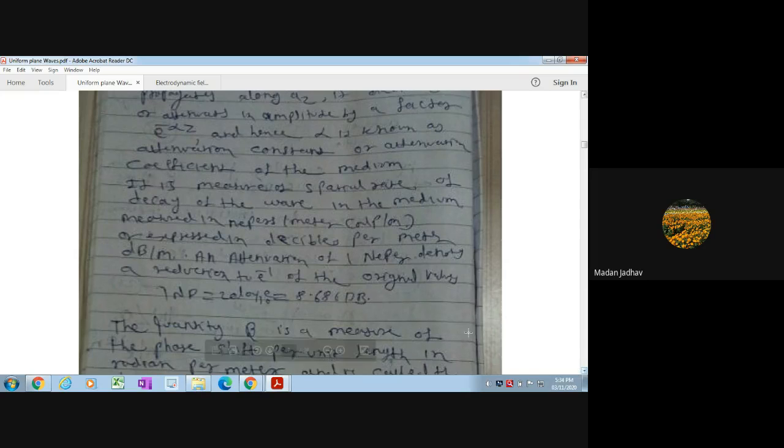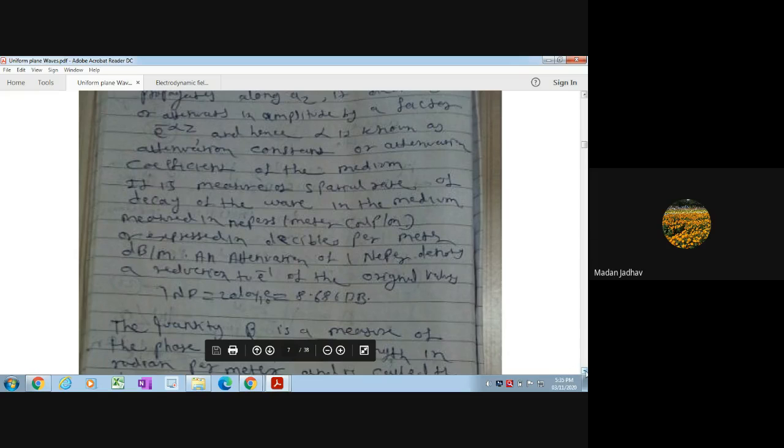Therefore we can convert Neper into decibel by using this equation. 1 Neper is equal to 20 log to the base e, which is 8.686 dB. That means 1 Neper is equal to 8.686 dB. We have to remember it.